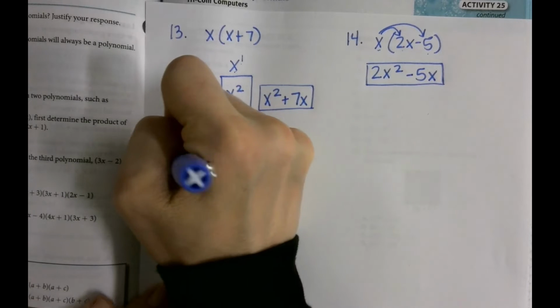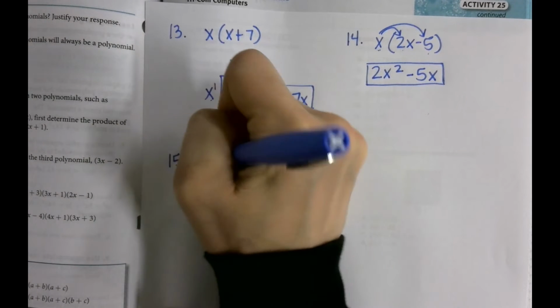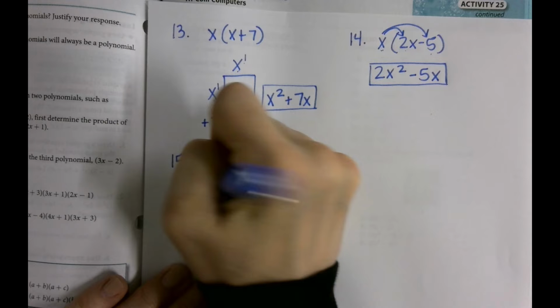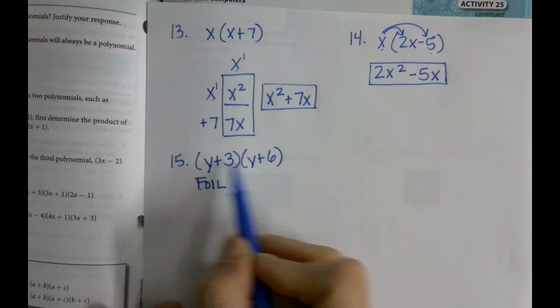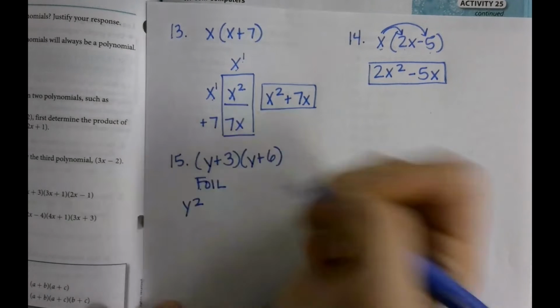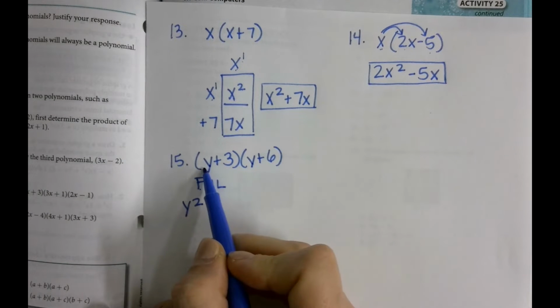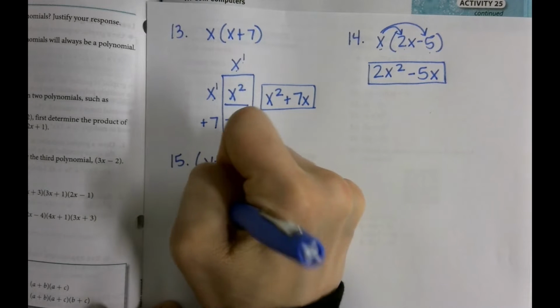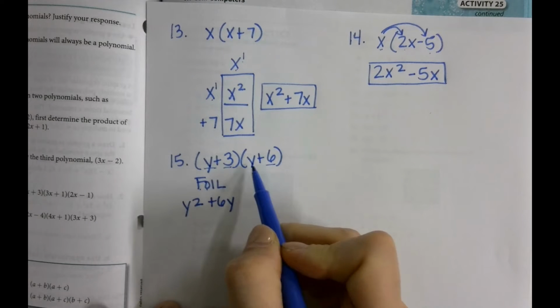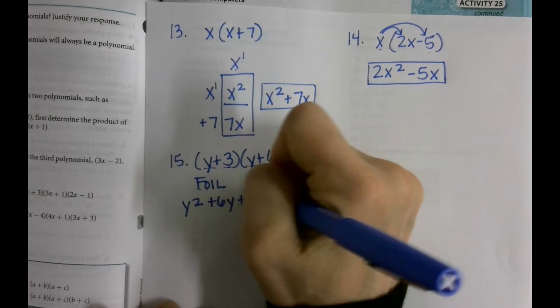Number 15. Now we have two binomials, y plus 3 times y plus 6. So I'm going to use FOIL. F stands for the first terms, which are the first ones in each set of parentheses. So that's y times y, y squared. Outside terms would be y times 6, plus 6y. Inside terms, 3 times y, plus 3y. Plus 18.